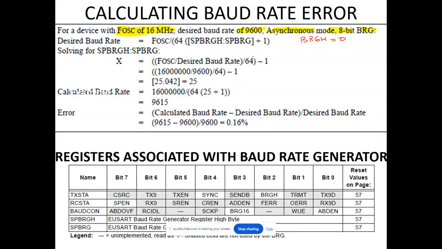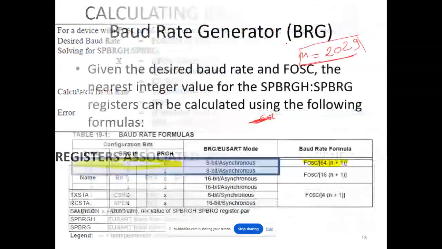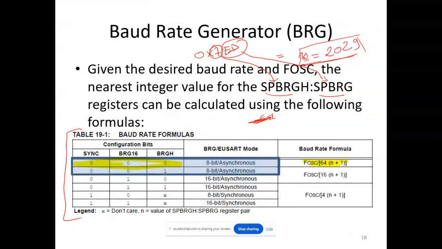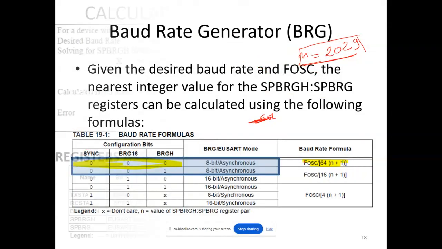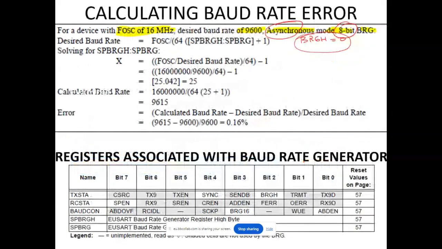Now, what is the formula that you have to use here? So we have 8-bit mode, asynchronous, and BRGH equals 0. So here we are in this situation. So BRGH equals 0, BRG16 is 0, we have asynchronous mode, so we have to use this formula. So what is the value of n in that case?